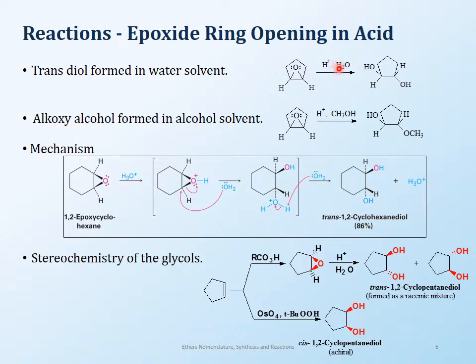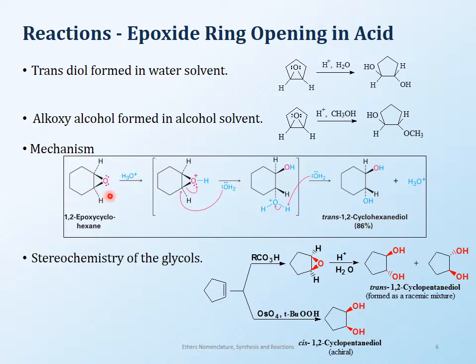Now remember, we just said in the previous slide that all of these ring openings are nucleophilic openings, which means there has to be a nucleophile. How you promote that nucleophilic attack is a different thing. So here the nucleophile is water, here the nucleophile is the alcohol. Again, these are on opposite sides, which means this is an anti-attack. So let's look at the mechanism of the reaction.